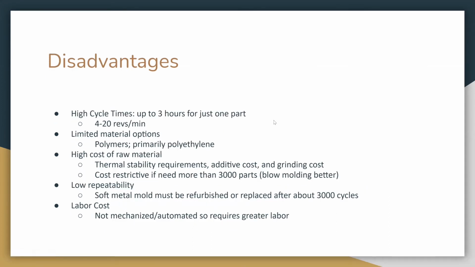The disadvantages, however, are it takes a while to make. Because it spins so slow because it has to coat the part evenly, it does take a long time, up to 3 hours for just one part. There's limited options for materials. Mostly you just use polyethylene, and that costs a little bit more, and the thickness makes it cost more. And then there's not a lot of repeatability since the molds, although they're cheap, will break after a while. And the labor cost is high because the human has to measure out the plastic, put it in, and seal up the molds all themselves.